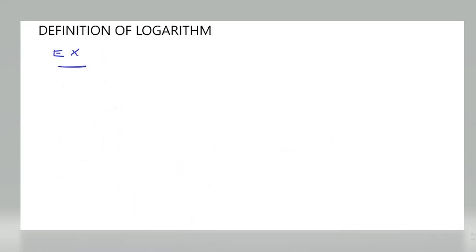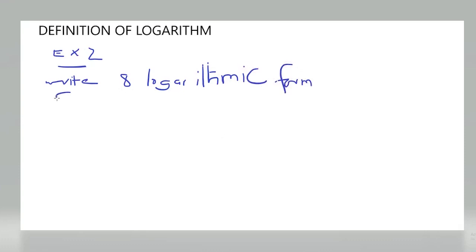Right, example number 2. Now write 8 into logarithmic form. Simple like that. Now write this into logarithmic form. Then how are we going to do it? Now solution, just follow the steps I have already shown you. Now we know our formula: exponent is equal to logarithm of a number then base.